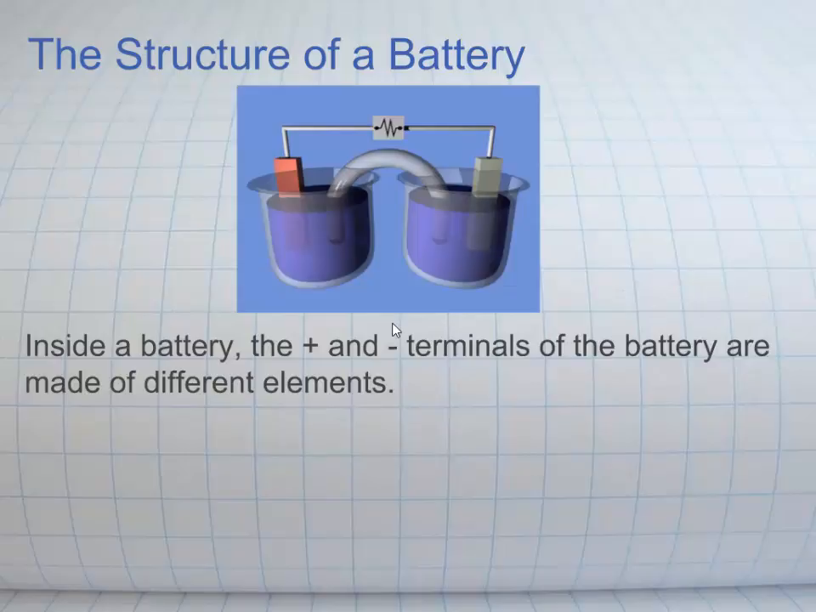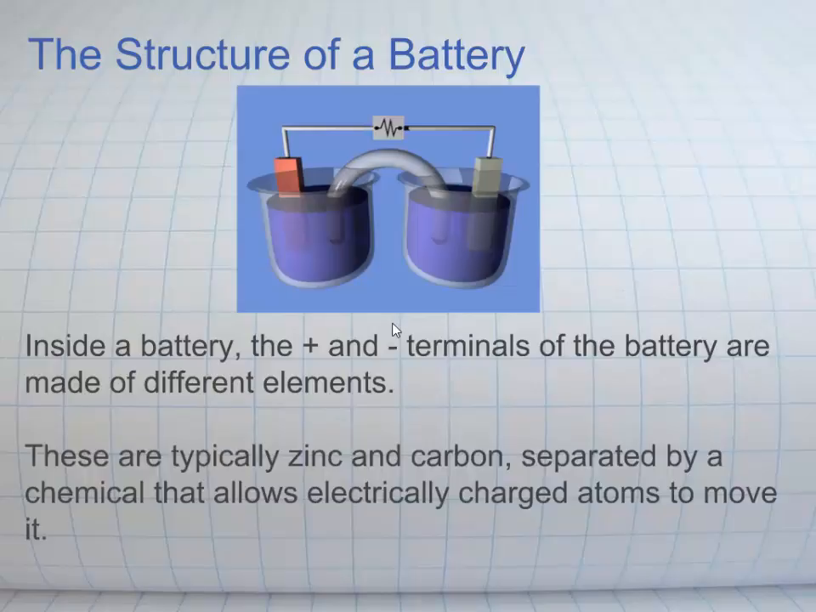You know, they talk about the copper top battery. There's actually no copper in that battery. And then they're separated by a chemical, I think they call it an electrolyte, and allows the electrically charged atoms to move through that membrane. So for example, in this picture, I think it's some kind of saline solution that allows the electrons to flow through different sides of the battery.